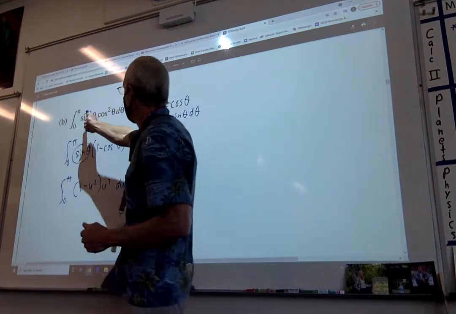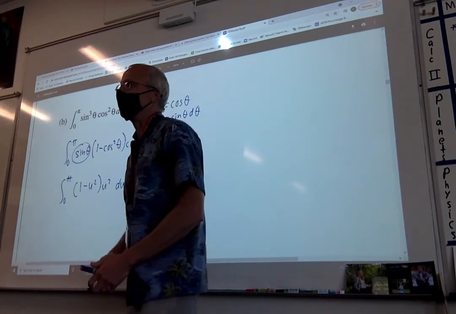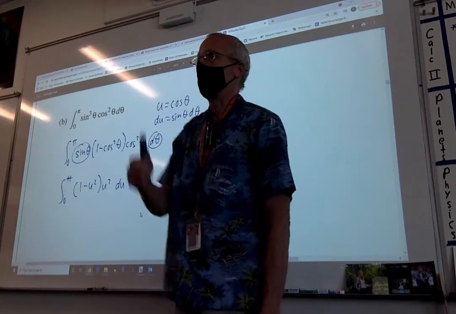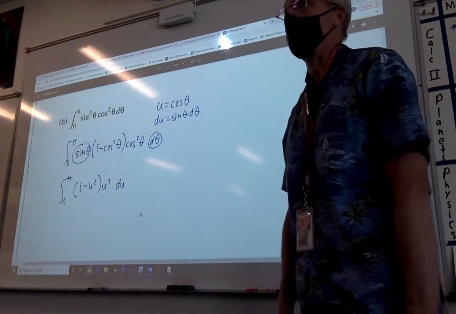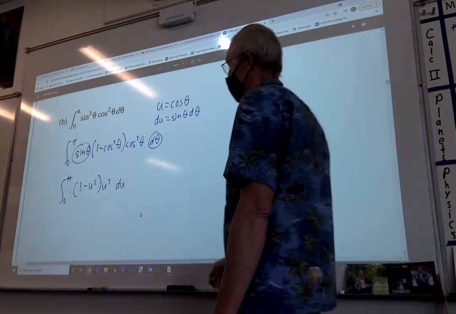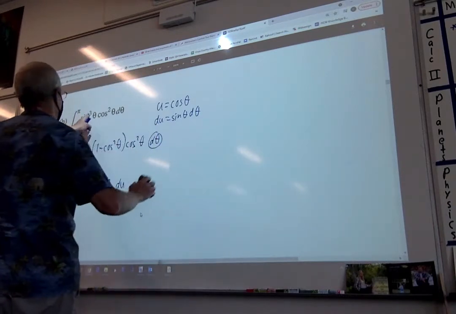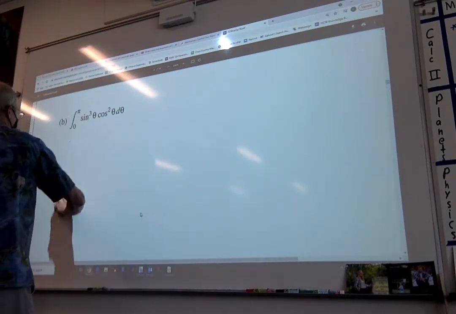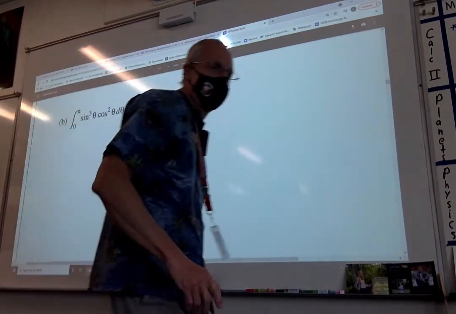Whenever you have an odd number of one of them, it's a lot easier. If this was an even number, we'd have to do what we did yesterday with the half angle formulas and all that nonsense. This is actually much easier. Whenever you have one that's odd, much easier. Okay, piece of cake. Easy, final.